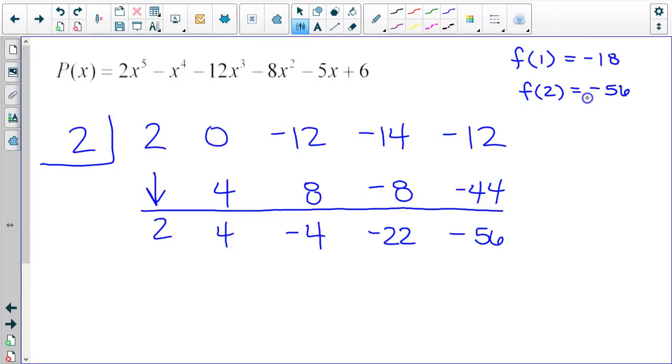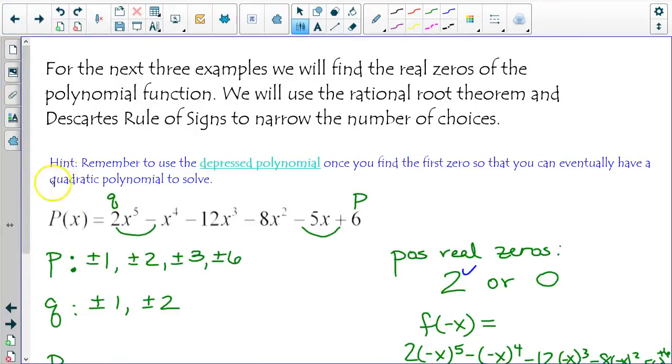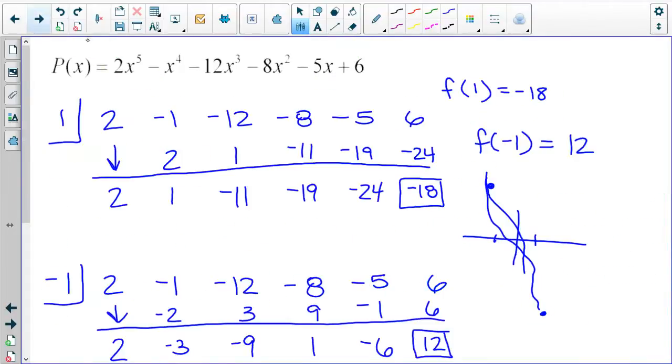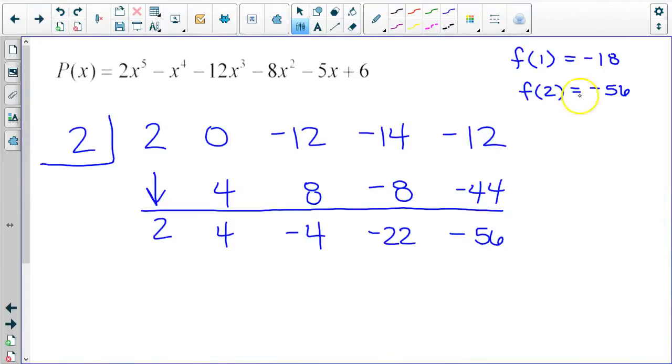It didn't cross, did it? Did it cross? So is there a 0 between 1 and 2? So should I even try 3/2? So the intermediate value theorem just helped me figure out I'm not even going to try positive 3/2 because when I plugged in f of 1, I got a negative value, and when I plugged in f of 2, I got negative 56, another negative value, right? So what do you want to do?